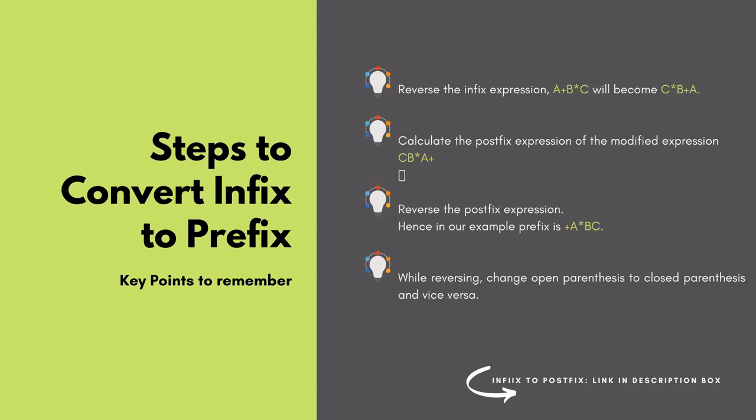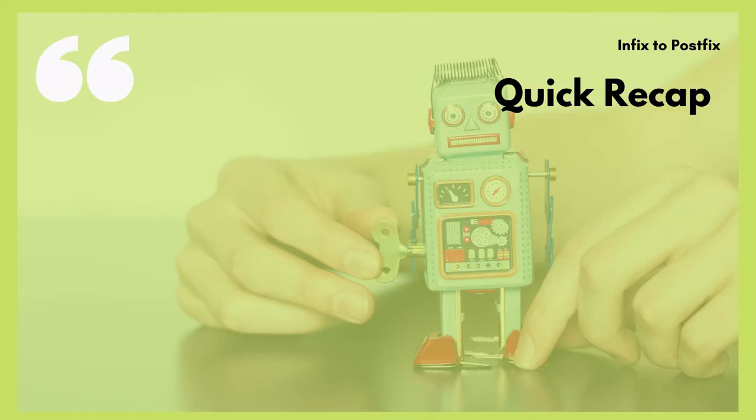Then the second important step is that we need to calculate the postfix expression in the same manner as discussed in the previous episode. The postfix expression that we will receive for a plus b star c is cb star a plus. The postfix expression that we get with the last step, we need to reverse to obtain the prefix expression for the given infix expression. It will be more clear when we'll take up an example.